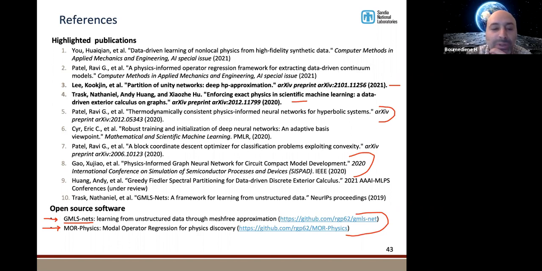I had a question about Maxwell's equations. I was wondering whether you can include information about equivariance with respect to the Lorentz group. Is this something that you are taking into account in your work, or can it be done, from your point of view?